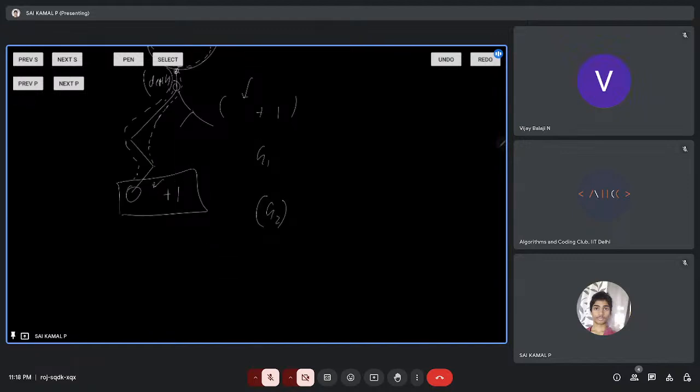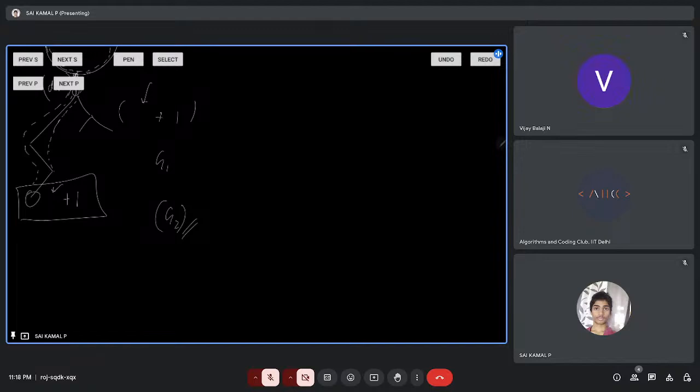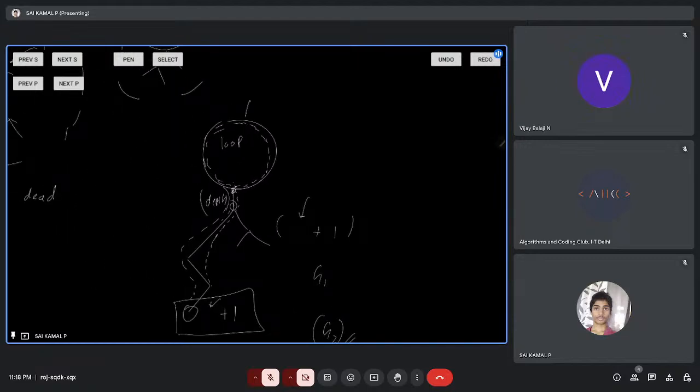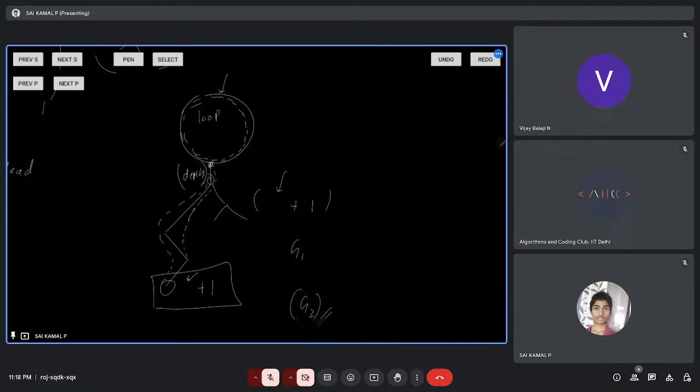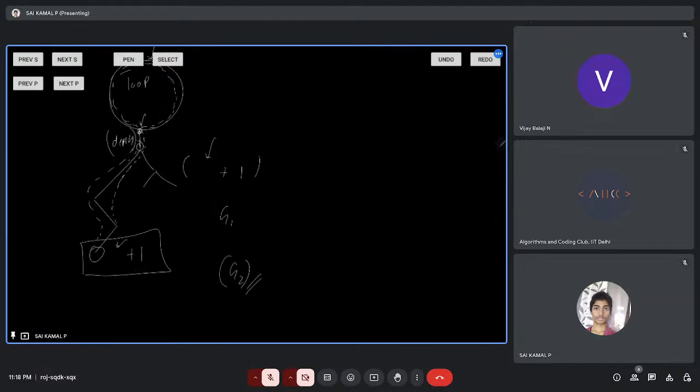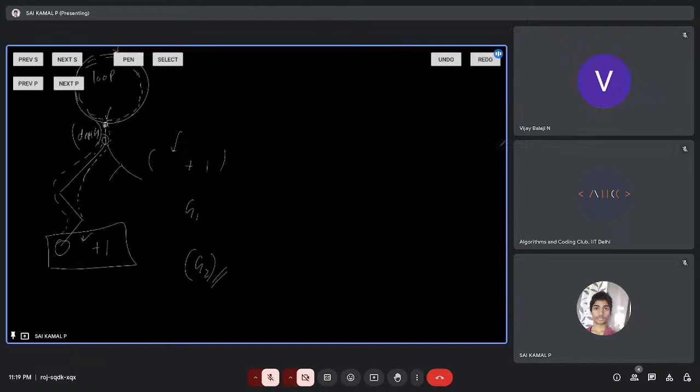Here they said that in G2, instead of just losing the plushie, they will hold the plushie, and they are asked to tell us when this sequence will stabilize. So here again, loops are still dead. There is no change in the loop. The only thing is, instead of discarding the elements, now they will hold the elements. So this is a variation of this problem.